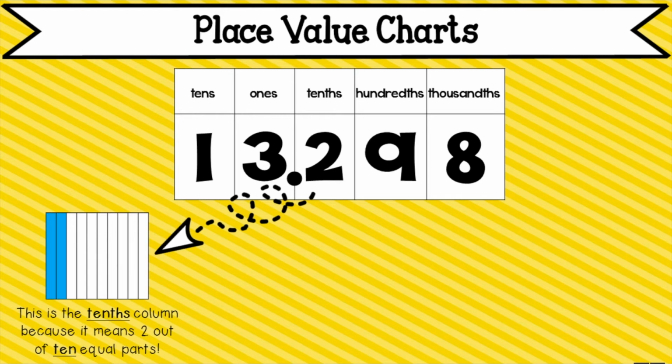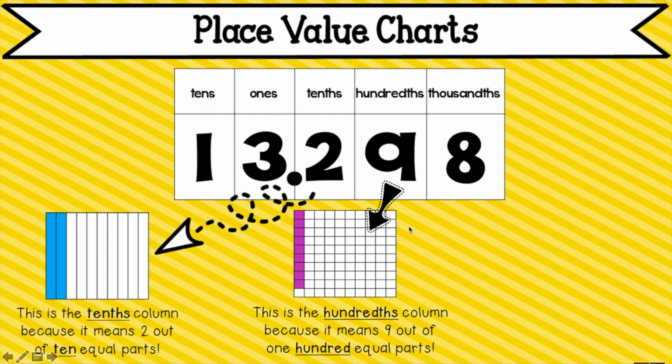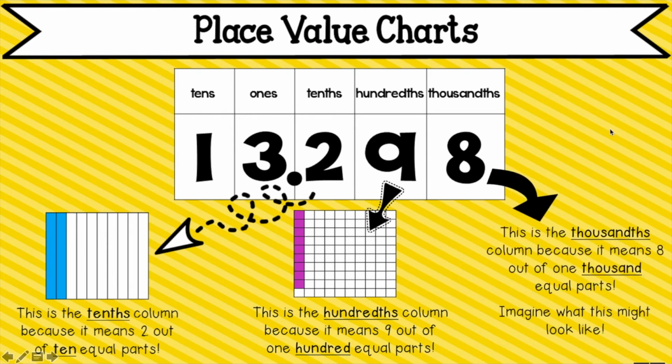So tenths. This is the tenths column because it means that 2 out of 10 equal parts. That's why it's the tenths. 2 out of 10 equal parts. This is the hundredths column because it means 9 out of 100 equal parts. And this is the thousandths column because it means 8 out of 1,000 equal parts. Now you can just imagine what that might look like. If this is the tenths, because there's 10 parts, and this is the hundredths because there's 100 parts, you can imagine what the thousandths would look like. A lot of spaces, right?